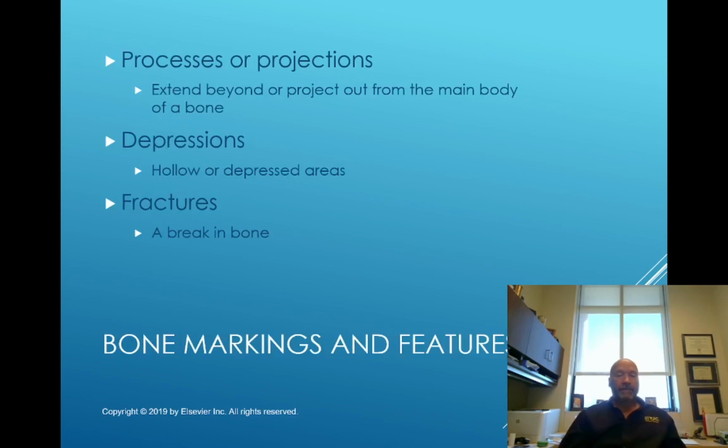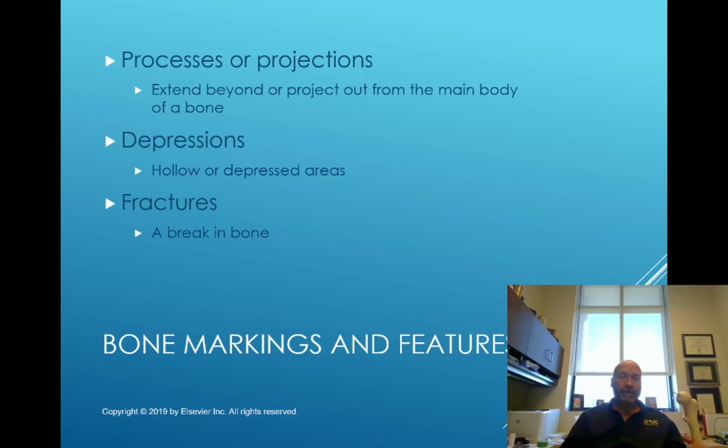We're going to talk about bony features, markings, the things that are going into the bone, things that are coming out of the bones. So sometimes some of these will fall into multiple categories. So I'll try to point those out. So you've got processes and projections that extend beyond the bone. So like this big glob of bone here, it extends out. So that would be a projection. Same thing here. Sometimes we refer to them as a process.